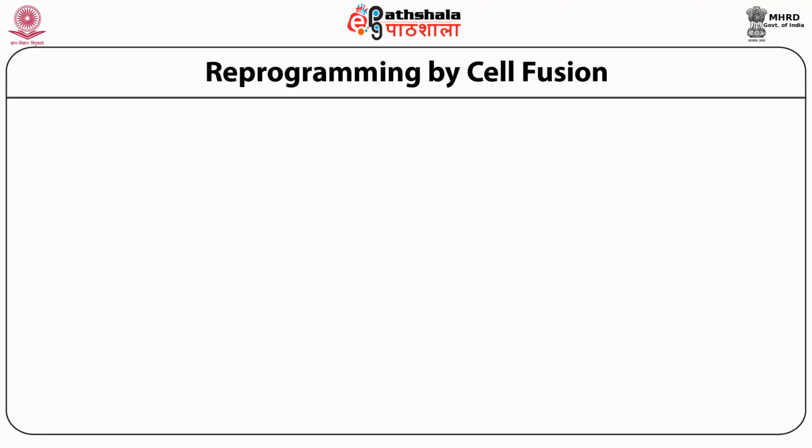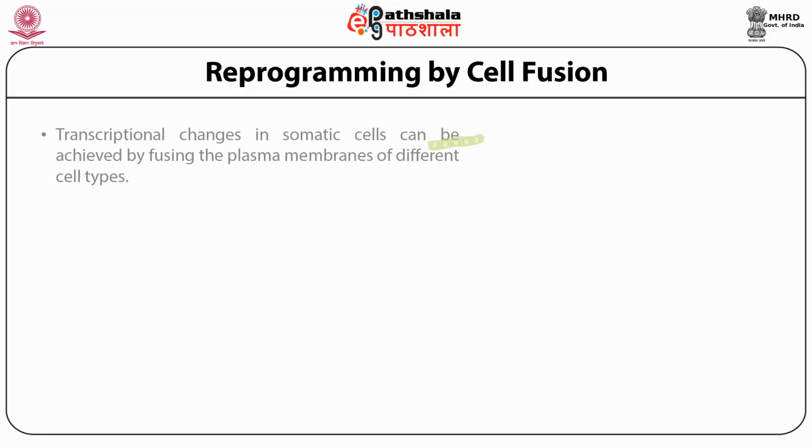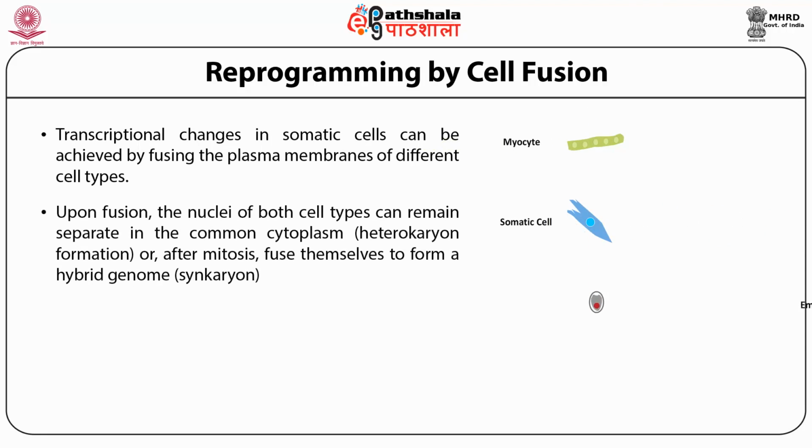The next technique by which reprogramming is possible is called cell fusion. Now, transcriptional changes in somatic cells can be achieved when we fuse the plasma membranes of different cell types. Upon fusion, the nuclei of both these cells can remain separate in a common cytoplasm, which we call heterokaryon formation, or they can fuse to form a hybrid genome after mitosis, and this is called the synkaryon.